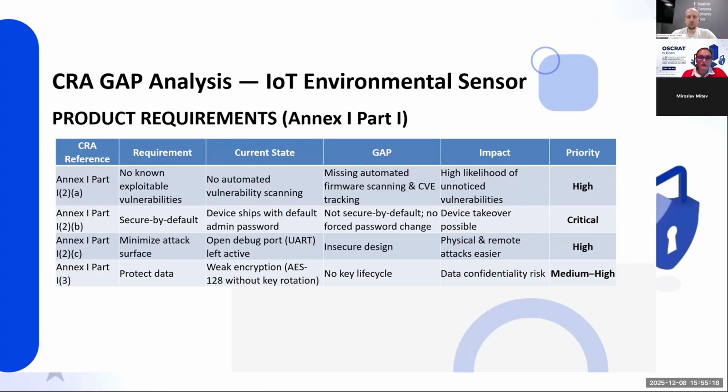This is a simplified example of what a CRA gap analysis might look like. A real gap analysis may contain 60 or 100 or more rows, depending on the product complexity. But the idea here is to identify the requirements, check what exists, identify the gap, assess the risk, and define the corrective action.